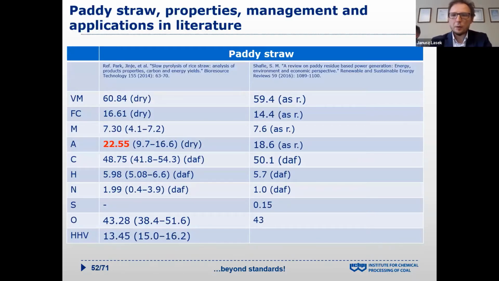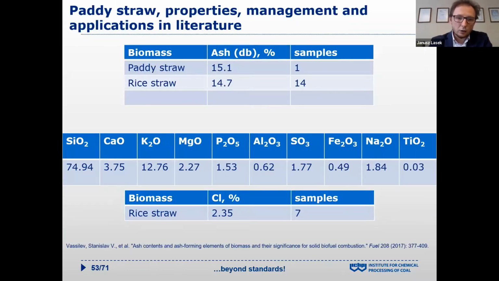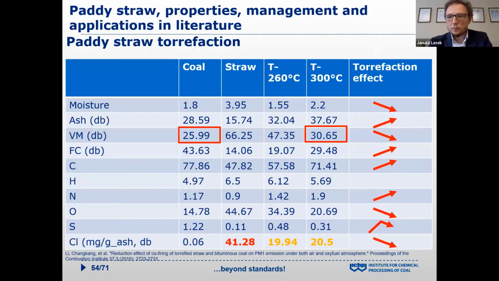Just concluding about paddy straw properties, it is a very high ash content biomass, a high chlorine content biomass. Some people try to torrefy it, obtaining good results in chlorine removal from the paddy straw, but we have to say that it is lab scale, and torrefaction, as Mr. Marek mentioned, costs money and needs a very specific cleaning system. So currently it is only under scientific consideration.